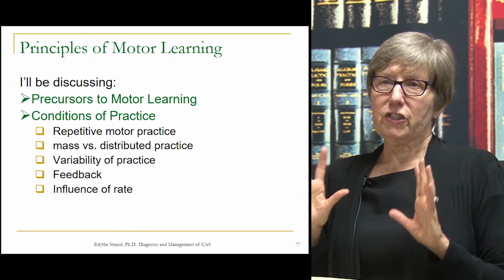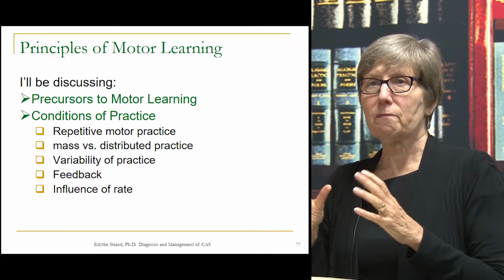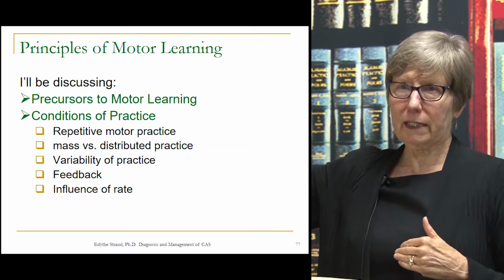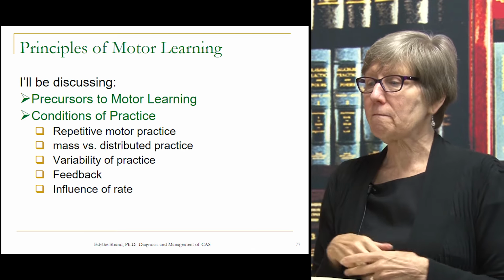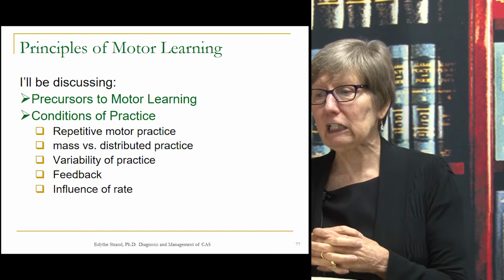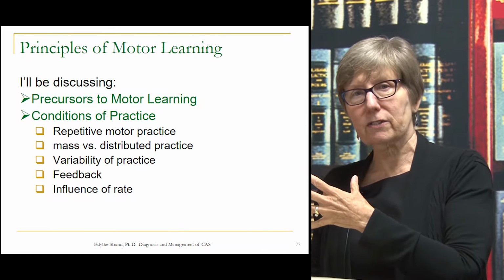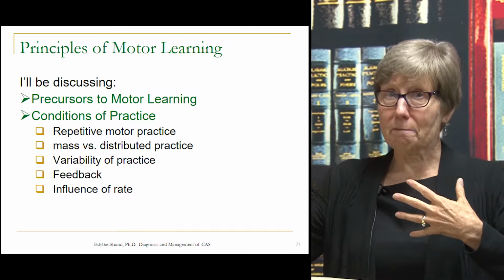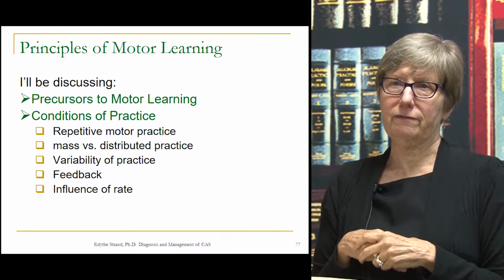So I'm going to be discussing just a few things that I have found and that the literature has provided evidence for that are most facilitative in not just acquiring more accurate movement, but in generalization and habituation. So we'll talk about a few precursors to motor learning, and then we'll talk about a number of these conditions of practice or things that make a difference, including you have to practice a lot, this idea of mass versus distributed practice, or in the case of organizing practice, blocked versus random practice, variability of practice, feedback, and the influence of rate. So these are the things I want to focus on today.